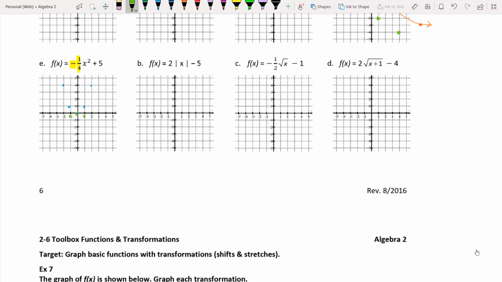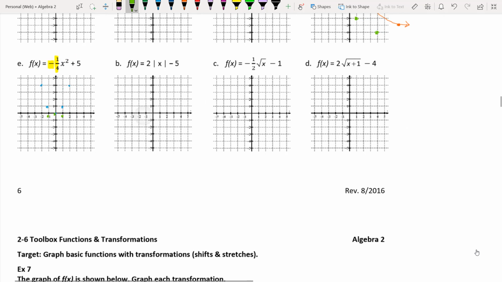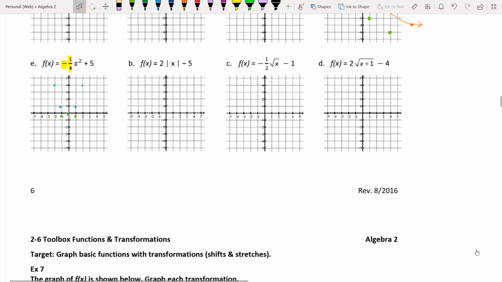Now, my points are not going to be pretty here. Again, think of it like this. This blue point that was up here at 2, 4, it needs to be 1/4 of that distance high. 1/4 of that distance. 1/4 of 4 is 1. So that point should end up at -1 here and -1 here.